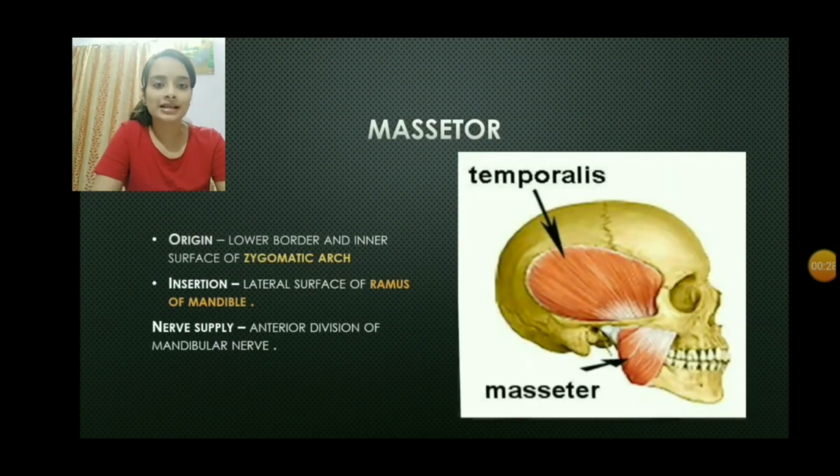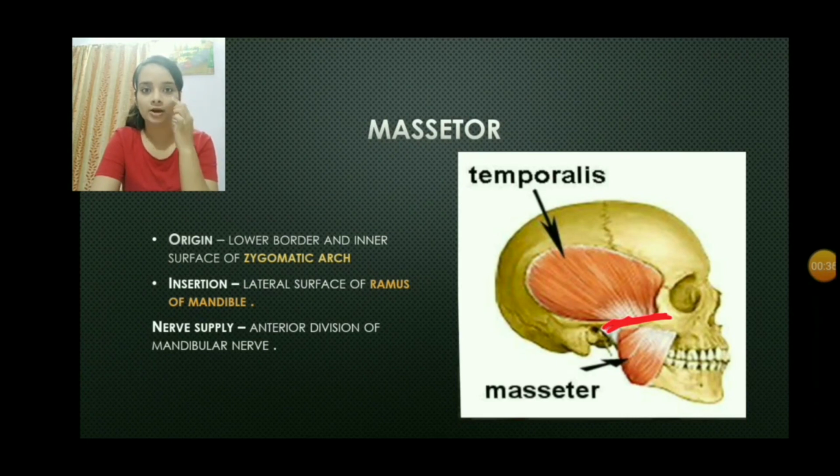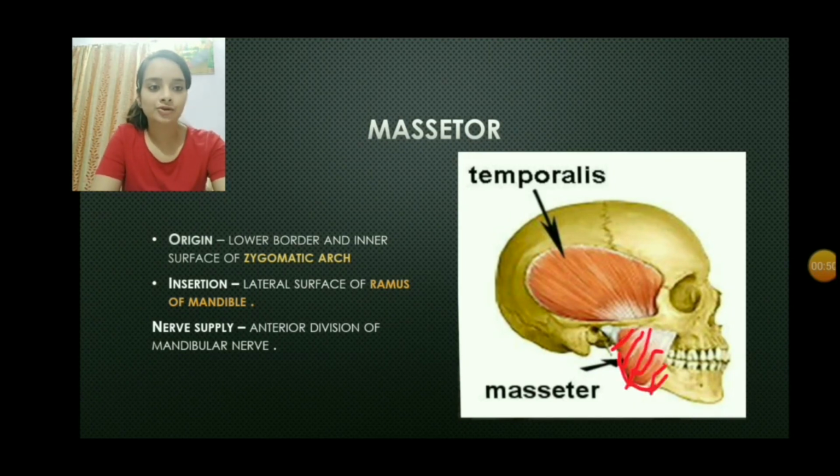The origin of masseter is the lower and inner border of the zygomatic arch. This is the zygomatic arch. The lower border and the inner surface of the zygomatic arch is the origin of masseter. Insertion is the lateral surface of ramus of mandible. As you can see, this is the lateral surface of ramus of mandible. The nerve supply is the anterior division of mandibular nerve.